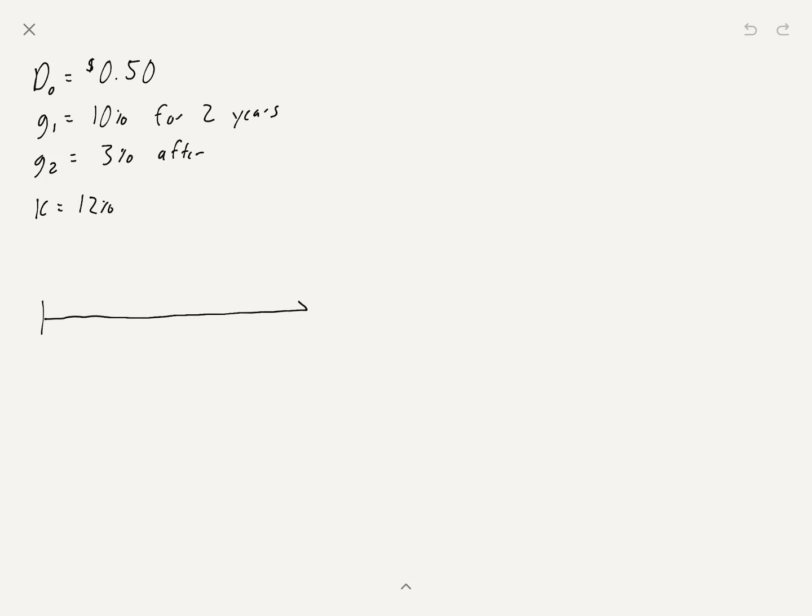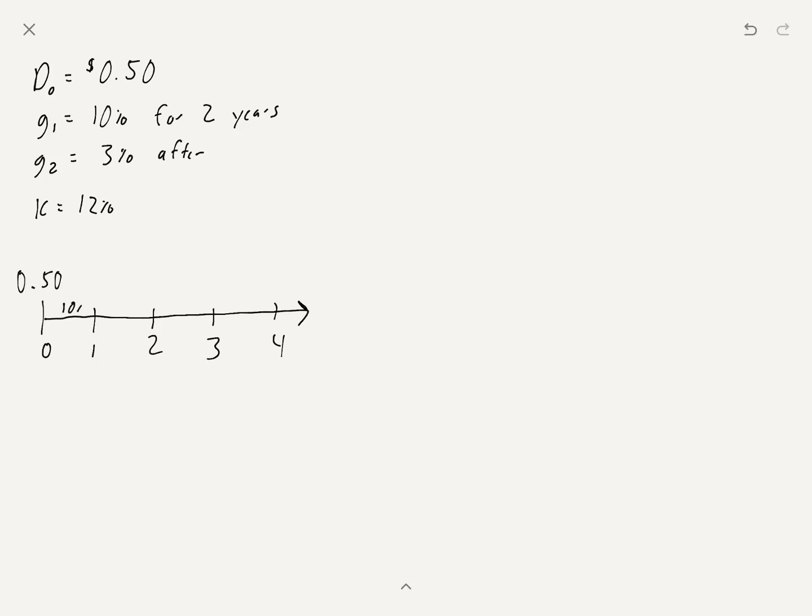The final example is a two-step dividend discount model where a dividend of 50 cents was just paid. This dividend is expected to grow at 10% for the first 2 years and 3% thereafter. The discount rate remains at 12%. Draw a timeline to keep track of the dividends.